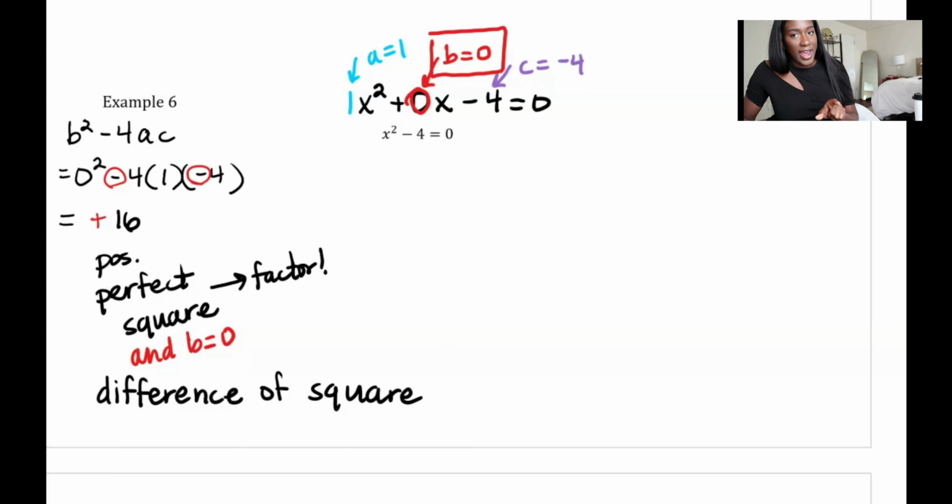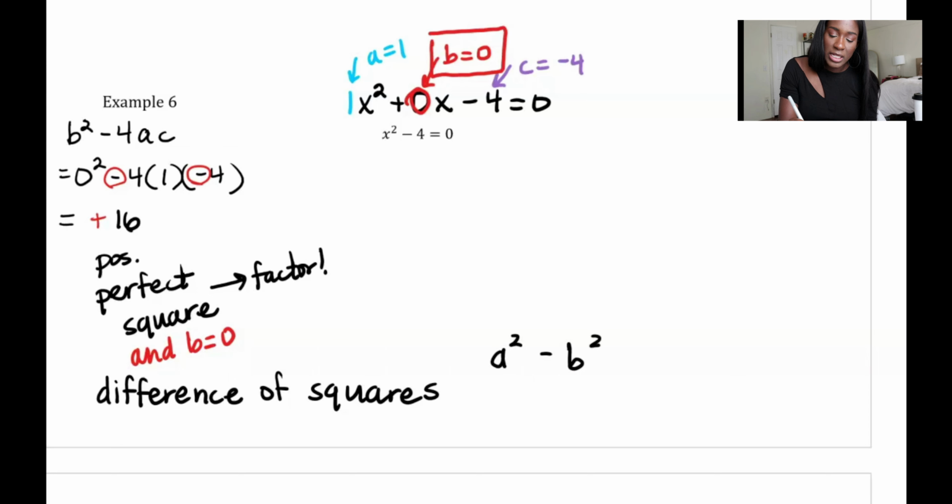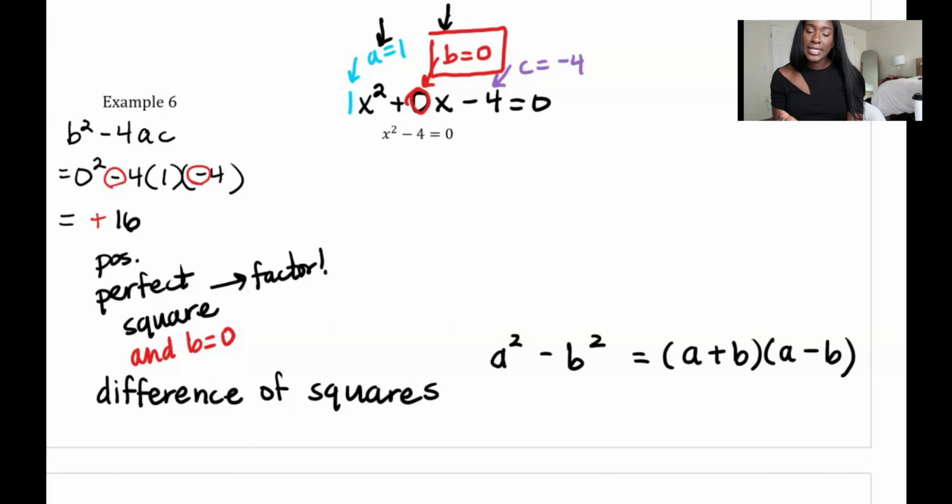But if the quadratic can factor and the b value is 0, you have a difference of squares, which means that your quadratic looks like a squared minus b squared. Don't confuse these a's and b's with these a's and b's. Okay, that's one downfall of math. The same letters get used over and over. And this always factors into a plus b, a minus b. So let's figure out what these a's and b's are so that we can have the quadratic factored.